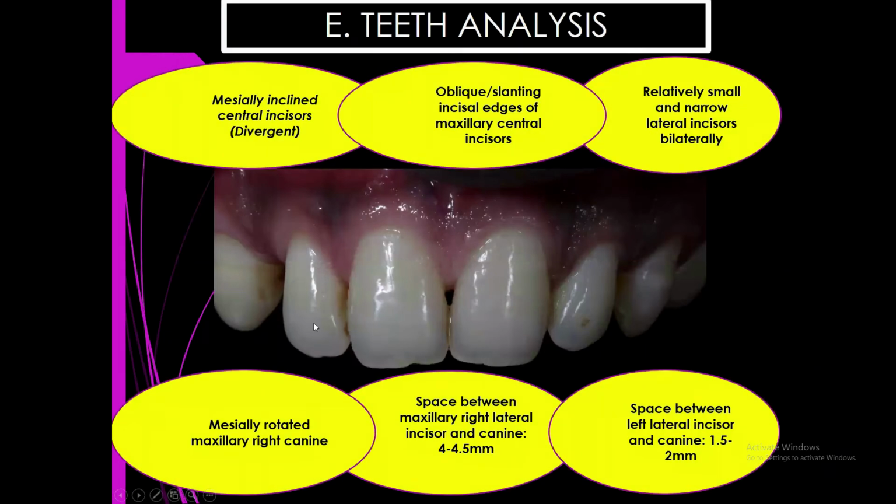This was the main area of interest, canine to canine of the upper arch, where we observed the central incisors were divergent. They were mesially inclined. The incisal edges were not straight. They were oblique. There were relatively small and narrow lateral incisors bilaterally. The maxillary right canine was mesially rotated, giving a huge gap. There was a huge space between the maxillary lateral incisor and the canine, which is about 4 to 4.5 millimeters. The space between the left side lateral incisor and canine was about 1.5 to 2 millimeters.